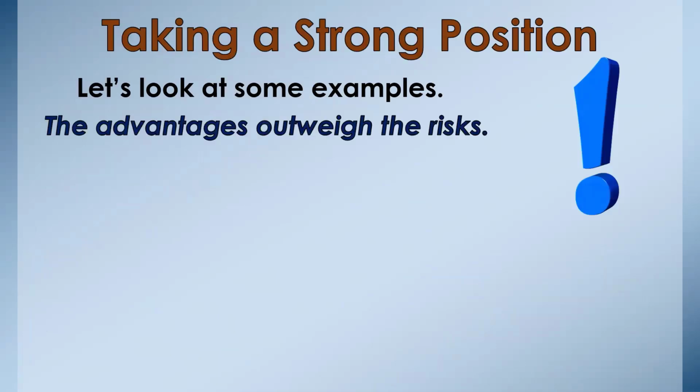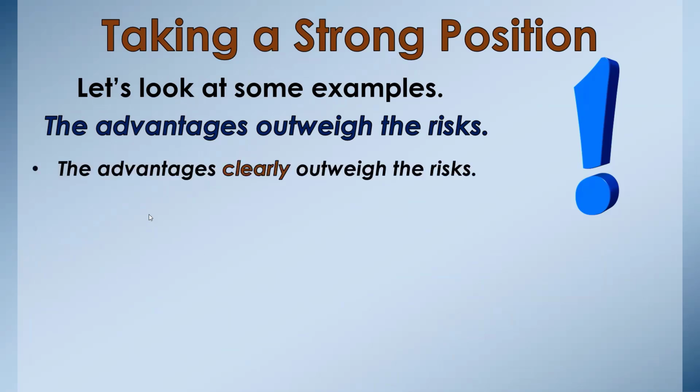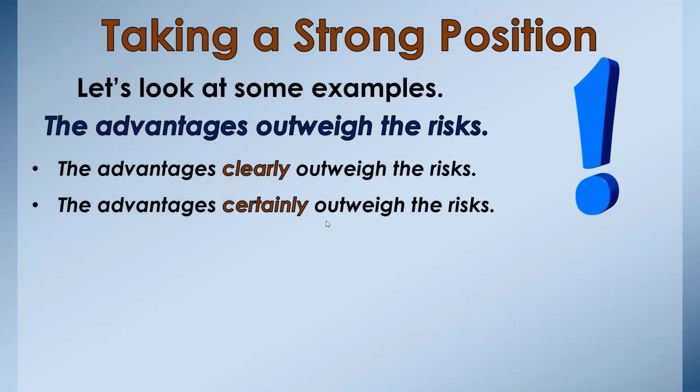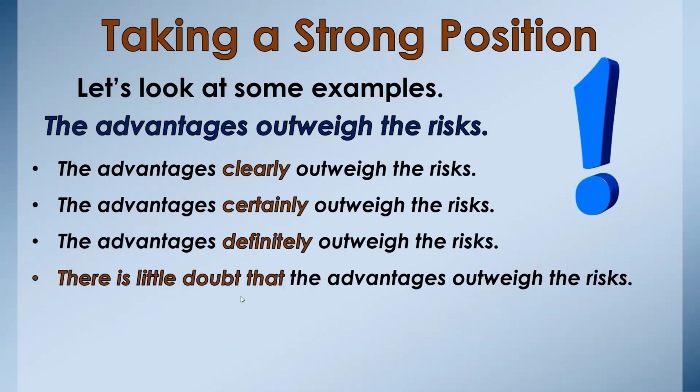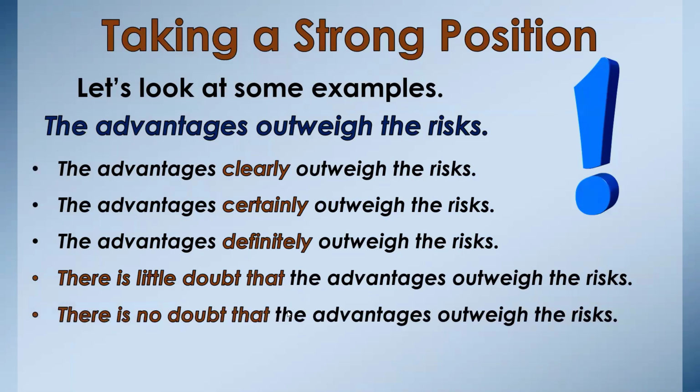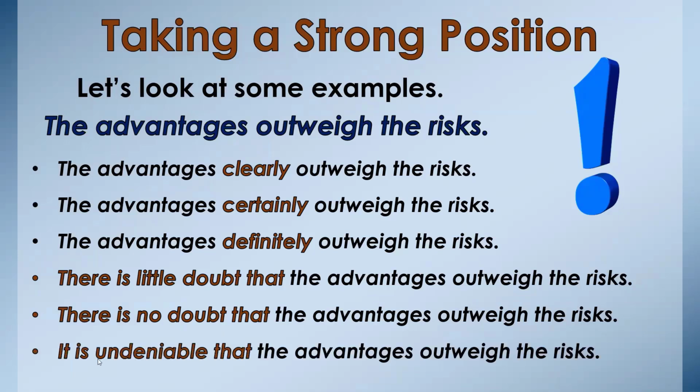So we've got that same example sentence. Let's look at how we can make it stronger. The advantages clearly outweigh the risks. The advantages certainly outweigh the risks. The advantages definitely outweigh the risks. There's little doubt that the advantages outweigh the risks. There's no doubt the advantages outweigh the risks. And it's undeniable that the advantages outweigh the risks.